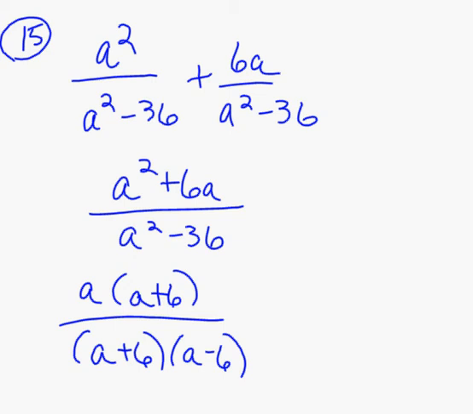Okay, so now I'm looking at the top and bottom, seeing if I have anything that I can cancel, and of course I do. The a plus 6's cancel out, and I'm left with, as a final answer, a over a minus 6. The a in the numerator and denominator cannot be canceled out because the a in the numerator is a factor, but the a in the denominator is one of the terms in a binomial. It's not a factor because it has a plus or a minus sign next to it, so it can't be canceled out, and a over a minus 6 is my final answer for that.